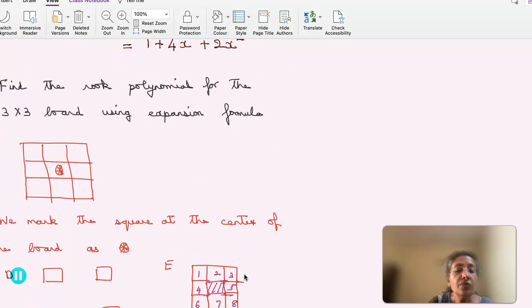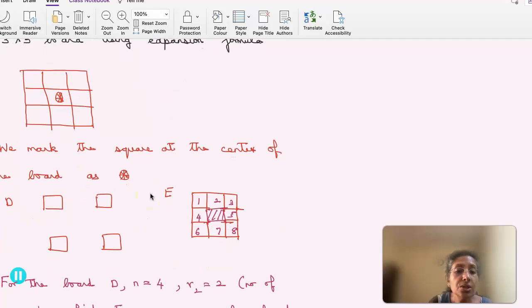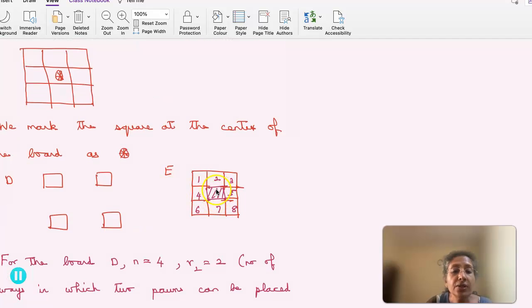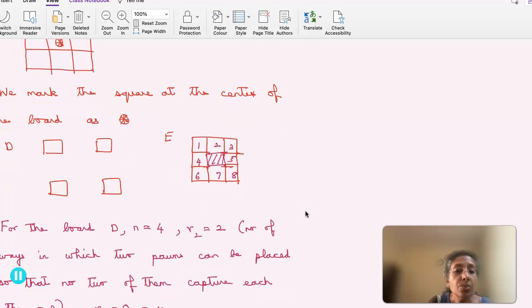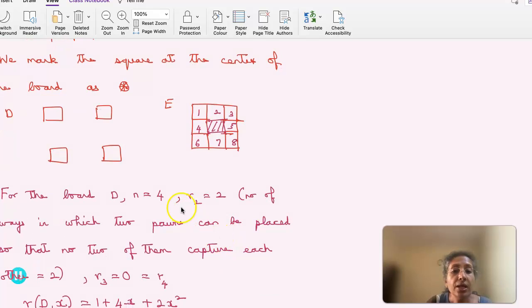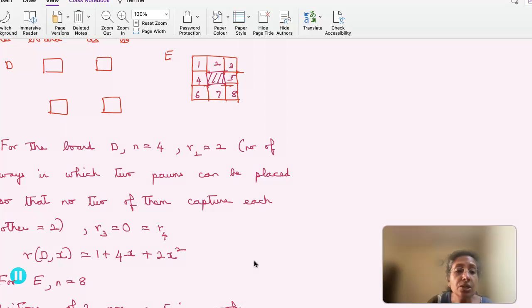Find the Rook polynomial for this 3 by 3 board using this expansion formula. Again, I mark the center square as star, so this is your D and this is your E with the star missing. For the board D, n equal to 4 and R2 equal to 2, the number of ways in which two pawns can be placed so that no two of them capture each other is 2. You can have one here and one here. And R3 and R4 are 0. N is 4, so R_D(x) is 1 plus 4x plus 2x squared.